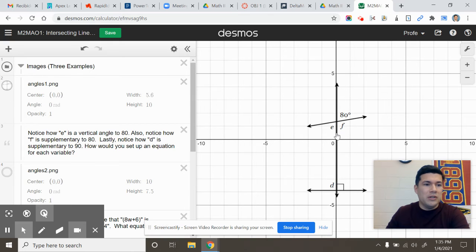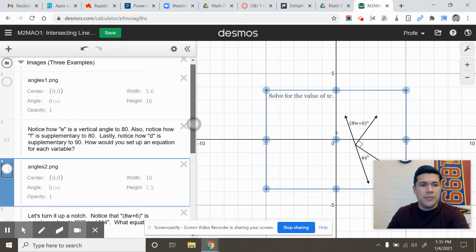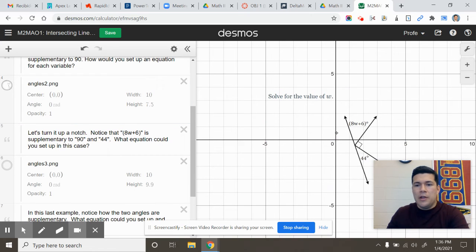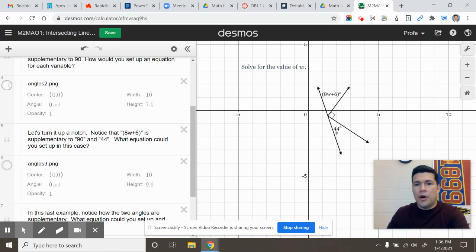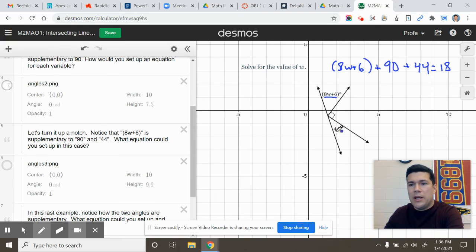All right, so let's go to maybe a bigger problem. What if the missing angles you have are no longer single variables, but instead what you call expressions? This 8w plus 6, if you didn't know that you call it an expression, that's worth writing down. This is an expression. If you take that expression, 8w plus 6, and add it to this angle, which is 90, and add the angle 44, then what should be the result? Well, it forms a line, so the result should be 180.